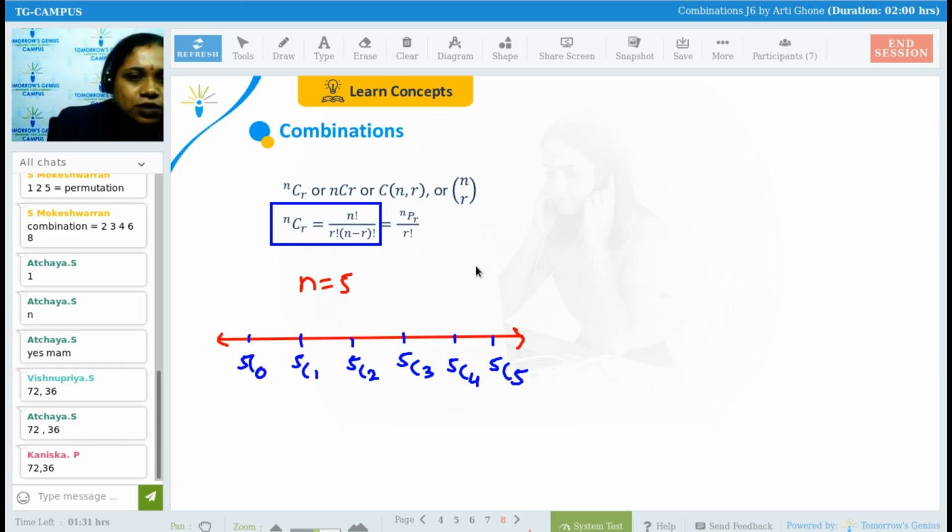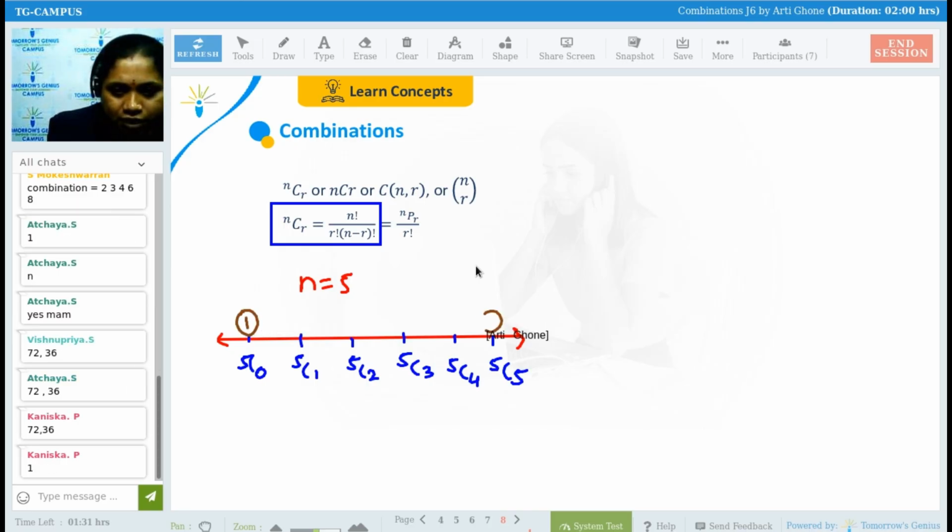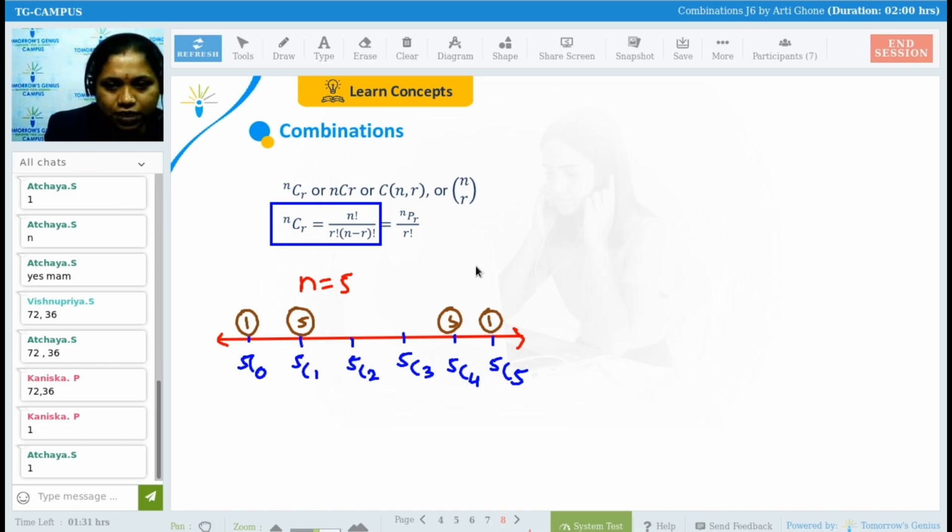Now what are the equal values? What is the value of 5C0? Quickly tell me. 5C0 comes 1. 5C5 also comes 1. 5C1 comes 5, and then 5C4 also comes 5. And what about 5C2? 5 into 4 divided by 2, so 10. So it is 10, 10.